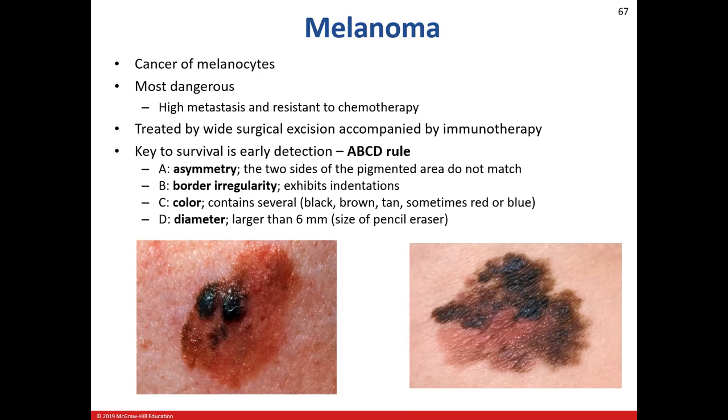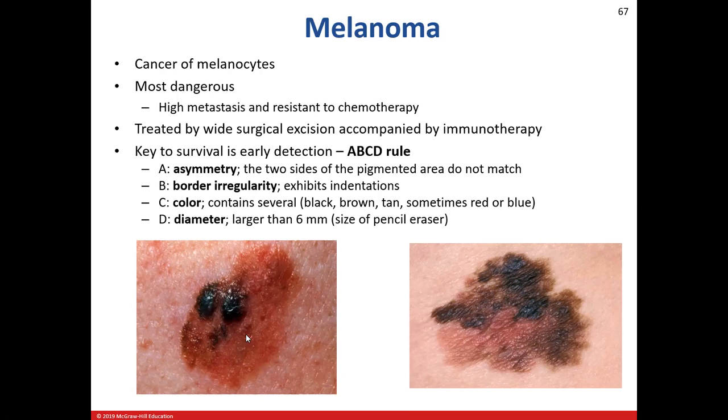Now, the key to survival with melanoma is the ABCD rule. And so you'll see here we have A, B, C, and D. We have asymmetry, which takes a look at the two sides of the pigmented area. And if we have asymmetry, they don't match. If we have a mark, we want it to mostly be uniform.